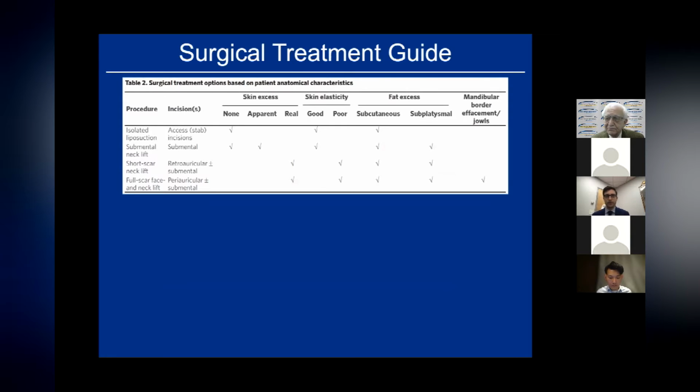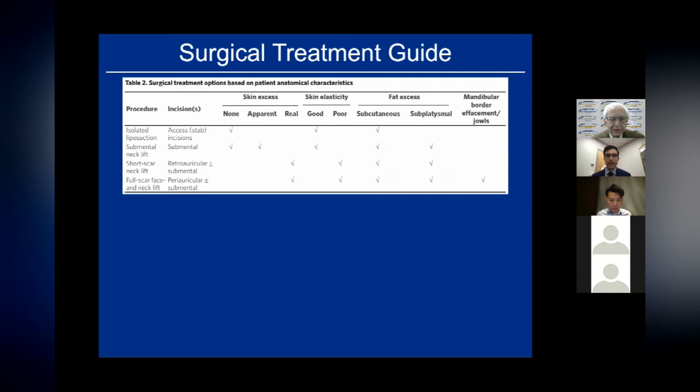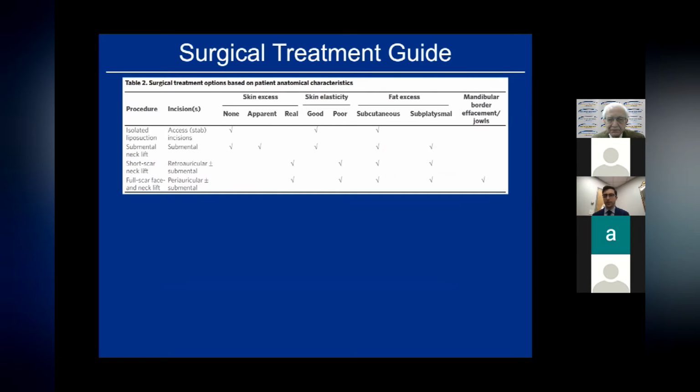This is table 2 of our paper, which reviews the surgical treatment options. And we use the term guide here as opposed to, for example, algorithm, because the approach to a neck lift must be tailored to the patient's particular anatomy, cosmetic deformities, and, of course, their cosmetic goals.